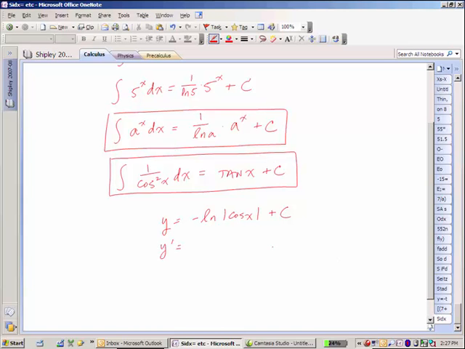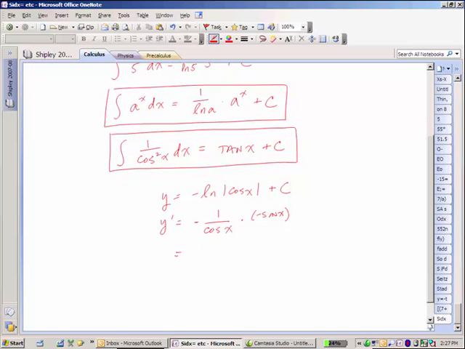So the derivative of the natural log of a function, what's the natural log rule? 1 over the function. And I have a negative sign out in front, so I can't forget the negative. But then I also can't forget to chain on negative sine x, which is really sine x, because it's an absolute value. Which is sine x over cosine x, which is tangent x.